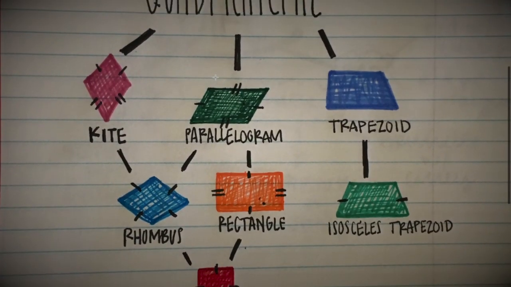What makes it unique to being a parallelogram? Now again, it falls under quadrilateral, so it has four sides, 1, 2, 3, 4. It has four angles, 1, 2, 3, 4. And it also has two pairs of parallel sides.